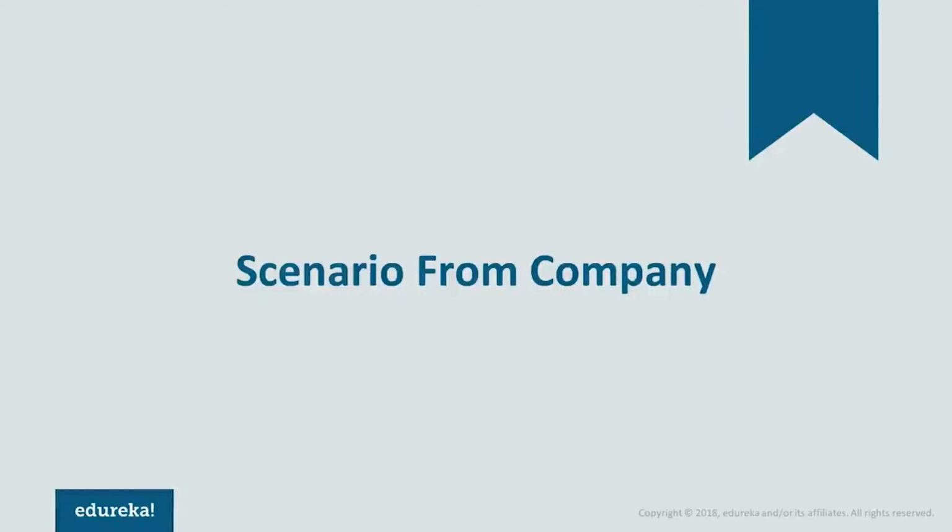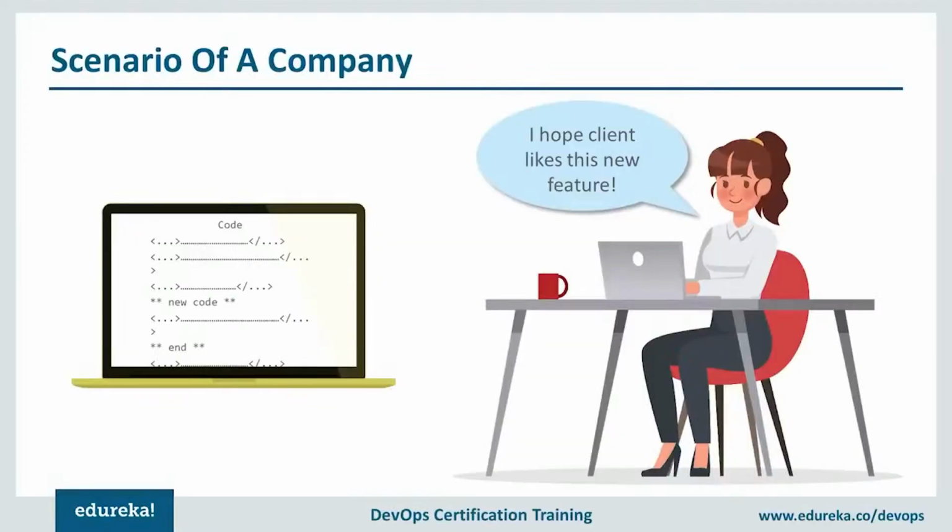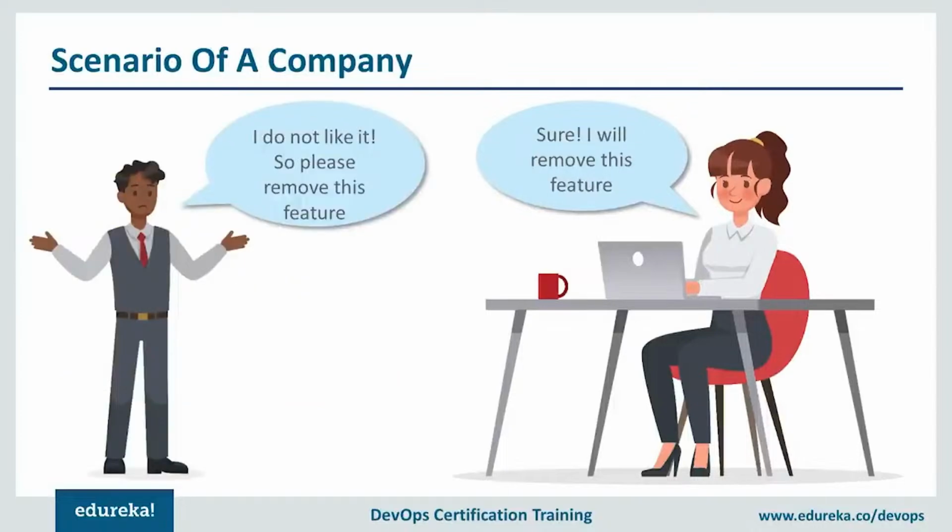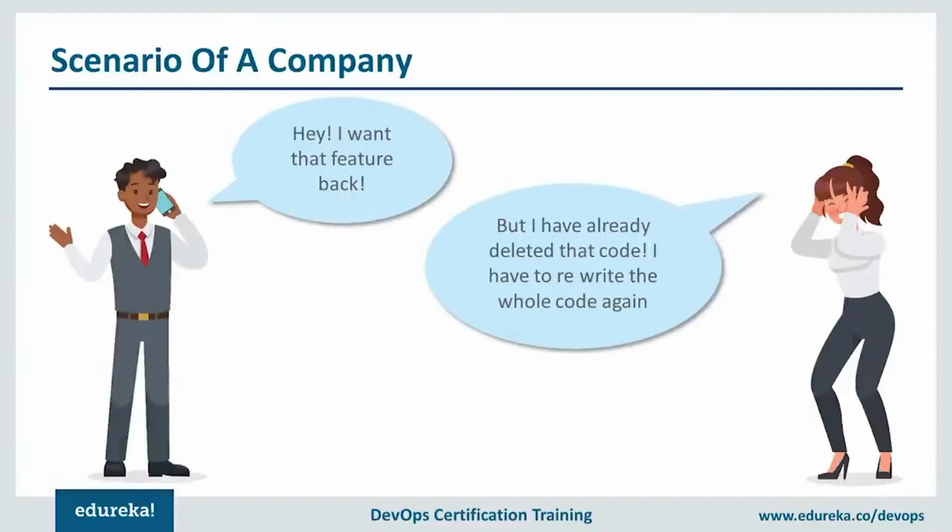So first, let's consider a scenario of a company. Alice is a developer of a company and deals with deploying new features in the UIs created for the clients. She implements a new feature in the UI hoping that her client would like it. But the client doesn't like the feature and asks her to remove it. So as a result, she deletes the code. But after a few days, the client calls her back and asks her to put the feature back.